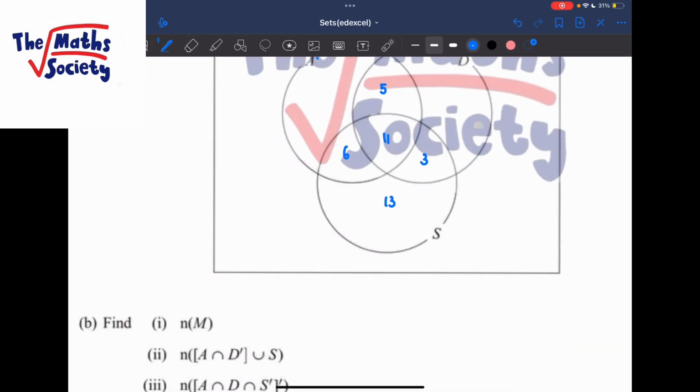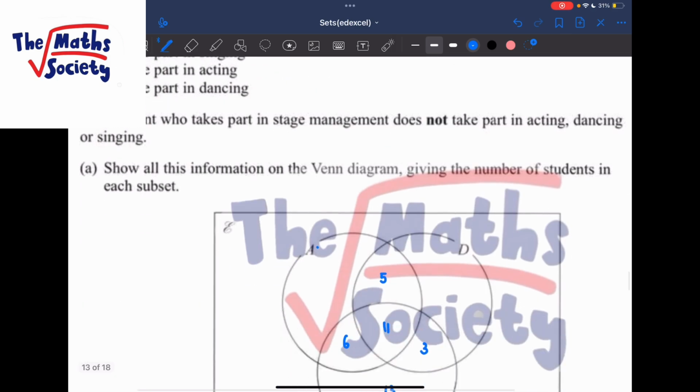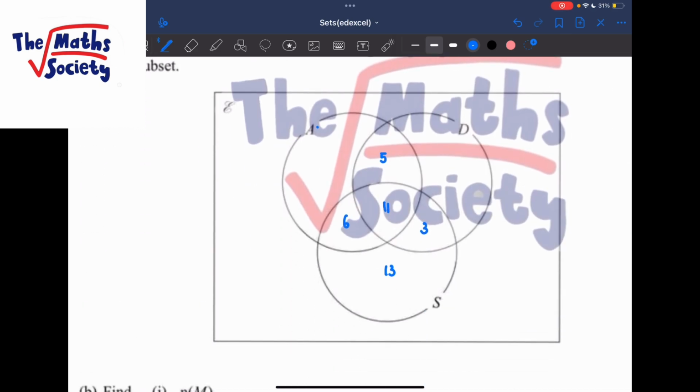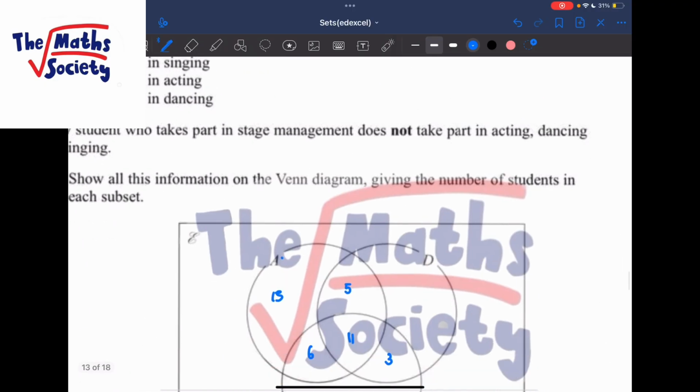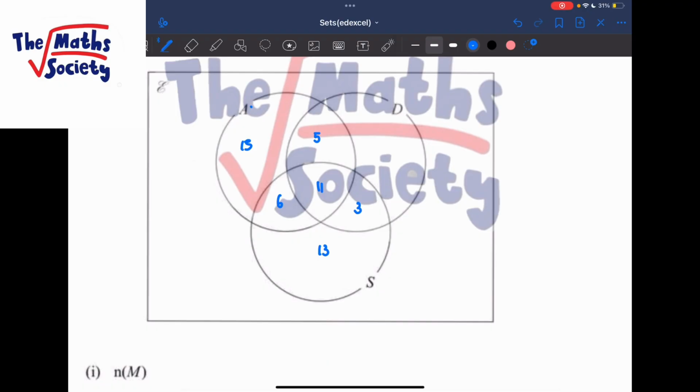You will get 13. And then it says 37 take part in acting. 37 minus 11, 26, minus 6, minus 5, so that's going to be 15. Yep. 29 take part in dancing. 29 minus 11, which is going to be 18 minus 3, so that's 10.